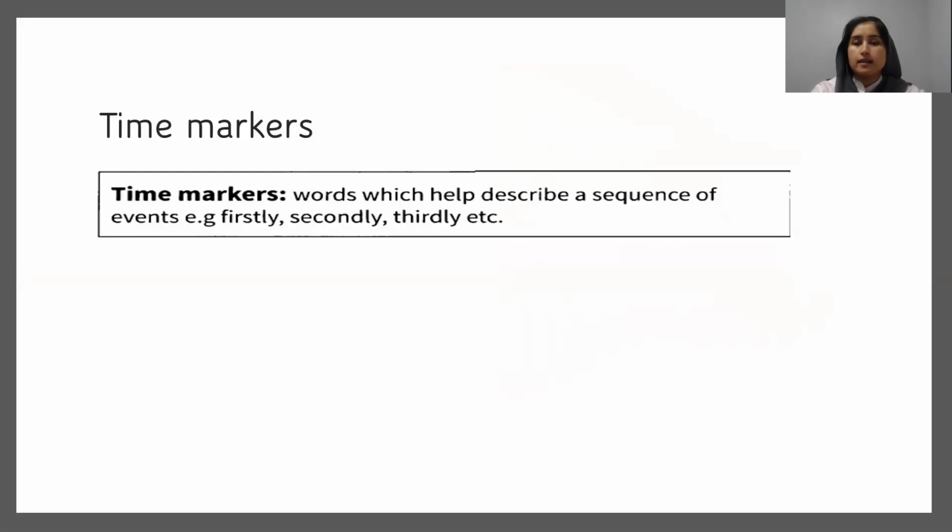The most important thing to know about diagrams is how to use the time markers, because in diagrams we always have to define the process of something, like the process of making or preparing something. So mostly we have to know the time markers, which are words that help to describe a sequence of events. For example: firstly, secondly, thirdly, after that, then, and all those types of words.